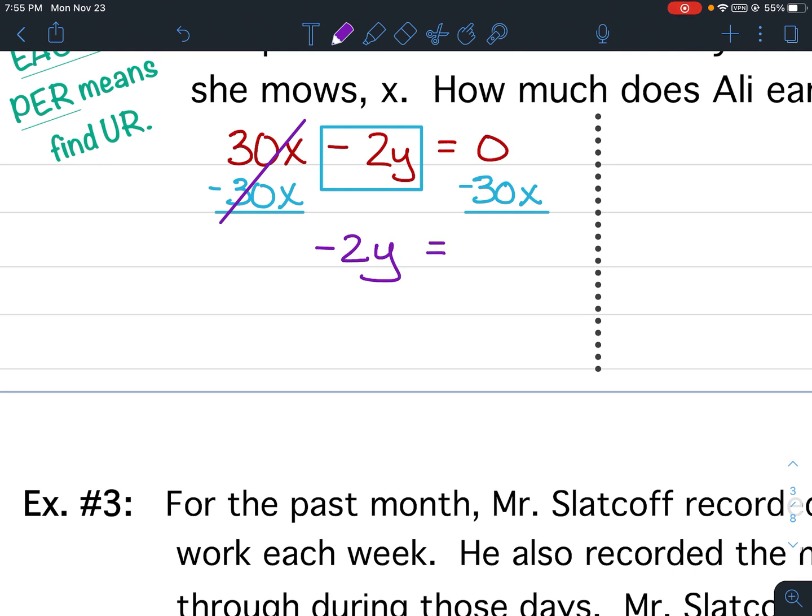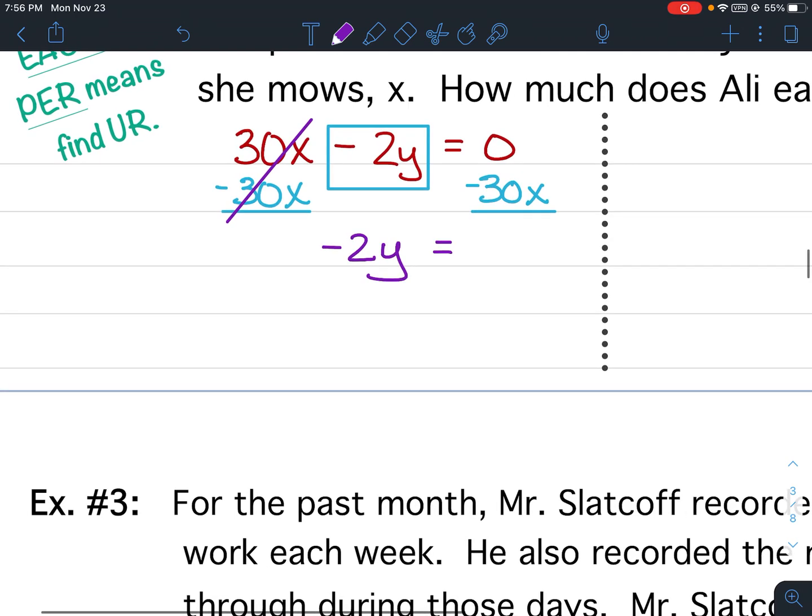Now, 0 minus 30x. Because that's a 0, I can ignore it. If that were any other number, that would not be a like term with the negative 30x, and we would just bring both numbers down separately. But because that's a 0, I don't need the 0. In other words, the only thing I need to bring down is the negative 30x.